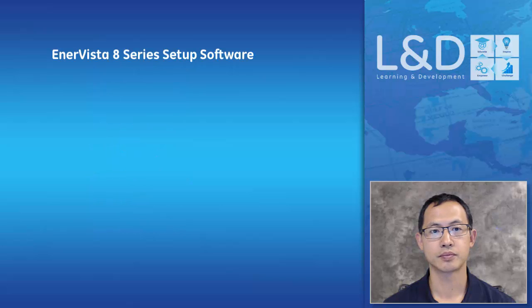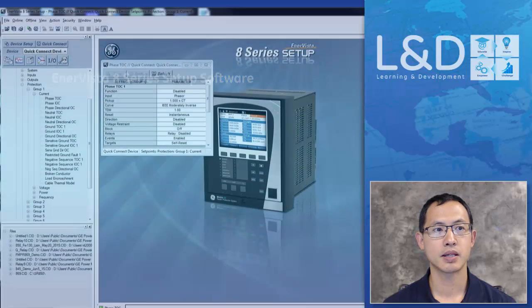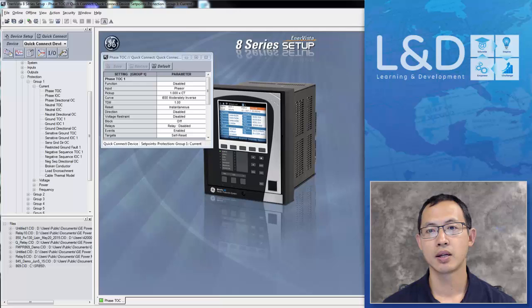Software. 8 series setup software. 8 series software is used for program and modify settings, load and save setting files to and from a disk, read actual values, monitor status, read pre-trip data and event records, get help on any topic, upgrade 8 series relay firmware.